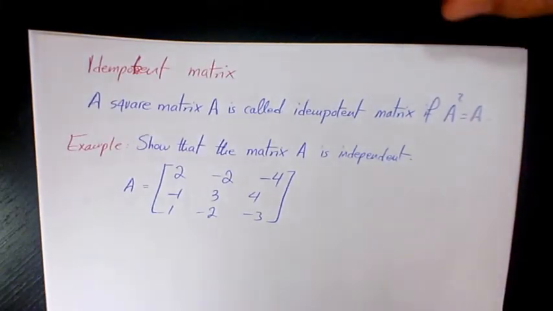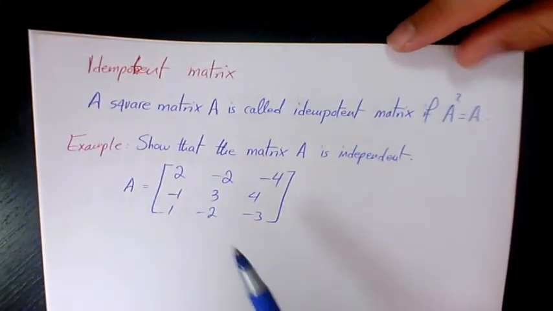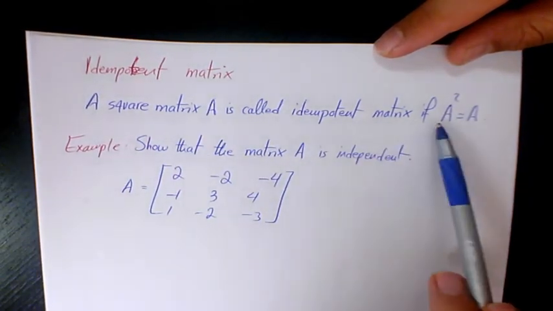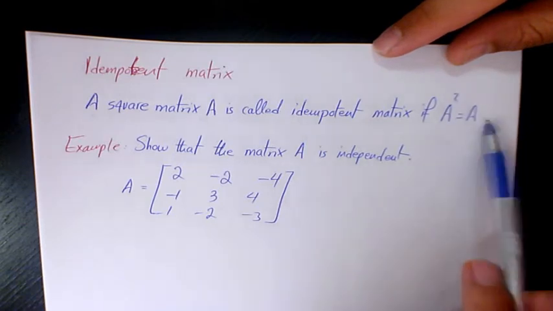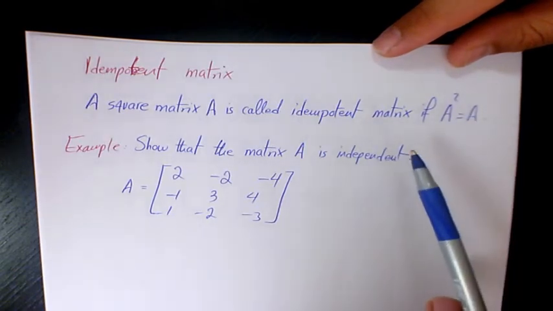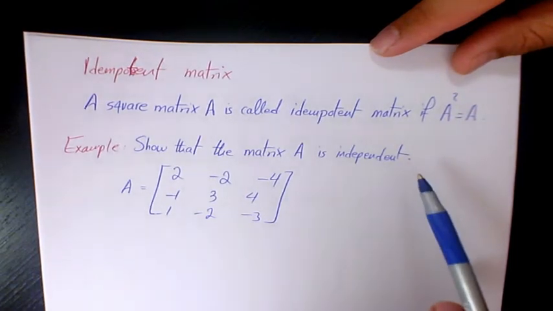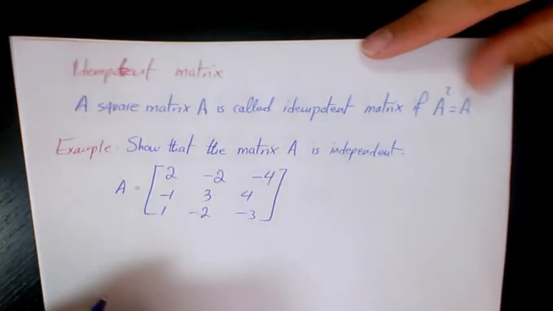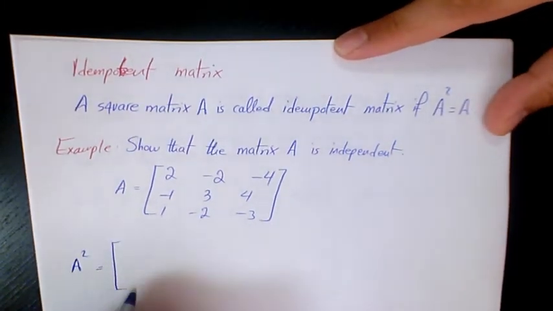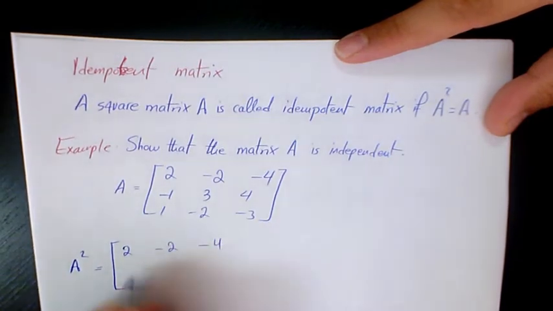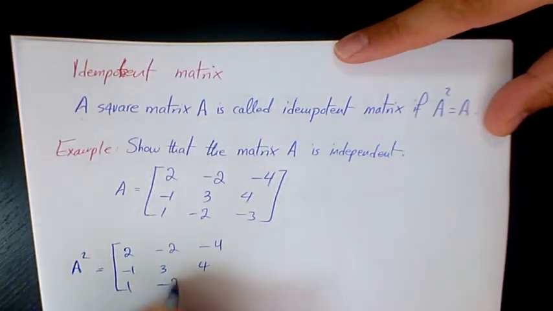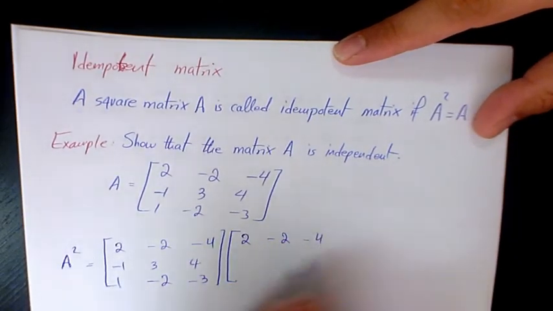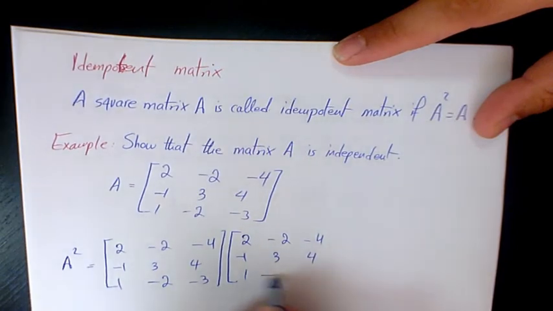Now I want to show you what an idempotent matrix is. When a square matrix satisfies A squared equals A, we call this matrix an idempotent matrix. As you see here, we have a 3 by 3 matrix. We need to find A squared, which is going to be 2, negative 2, negative 4, negative 1, 3, 4, 1, negative 2, negative 3, times 2, negative 2, negative 4, negative 1, 3, 4, 1, negative 2, negative 3.